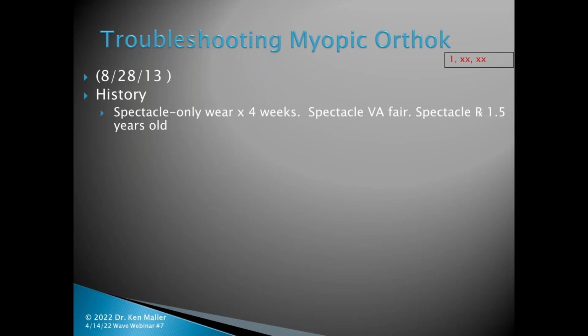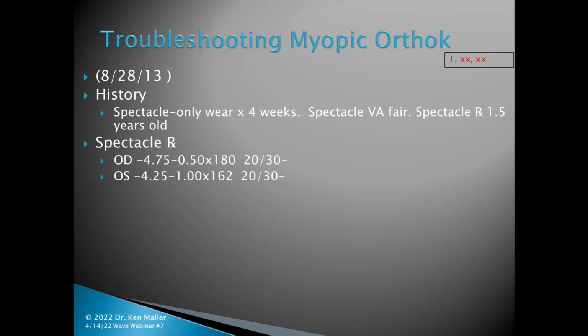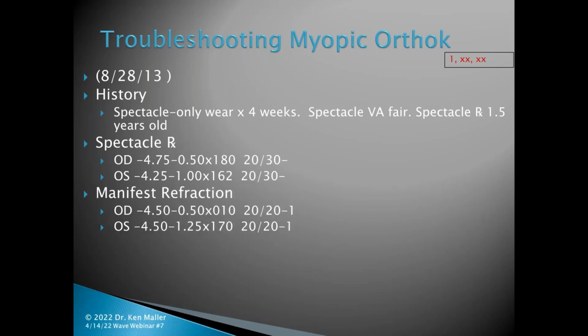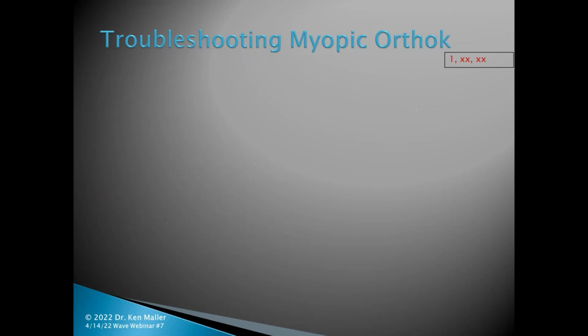Spectacle only wear for 4 weeks. Spectacle VA was fair. They're 1.5 years old. The RX, again, he's about a -5 myope, a little bit of cylinder with the rule there. And yes, he's a little undercorrected at 20/30 minus. I refracted him that day, and you can see it's not really a lot different. Slight change on the cylinder axis there, but that did get him to 20/20 minus. Remainder of the exam is non-contributory.